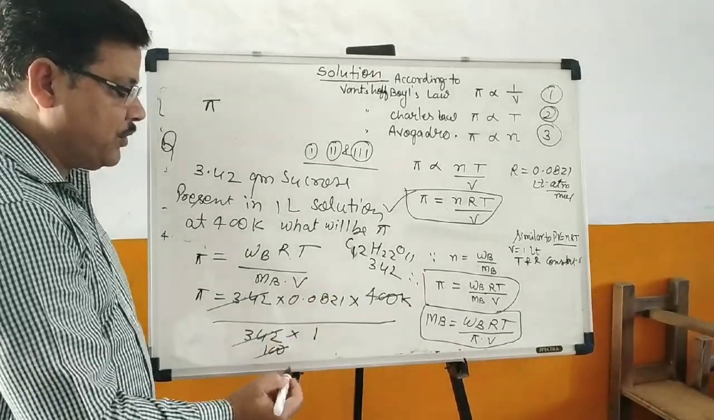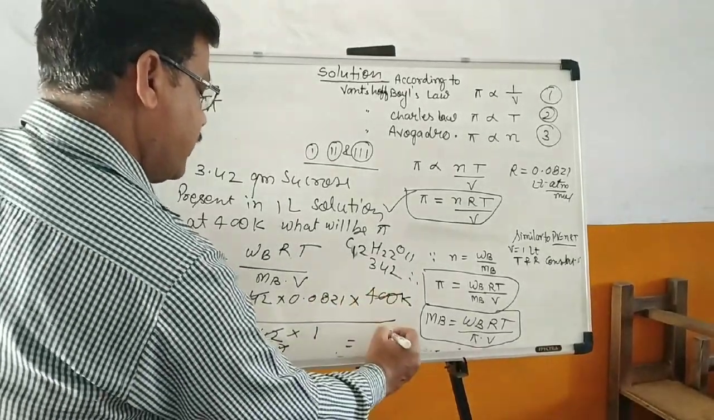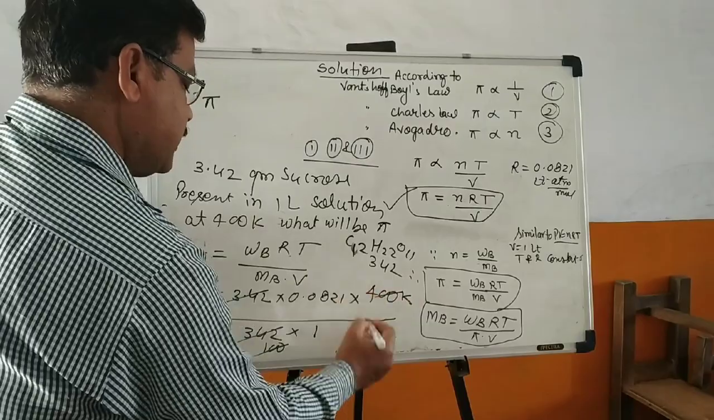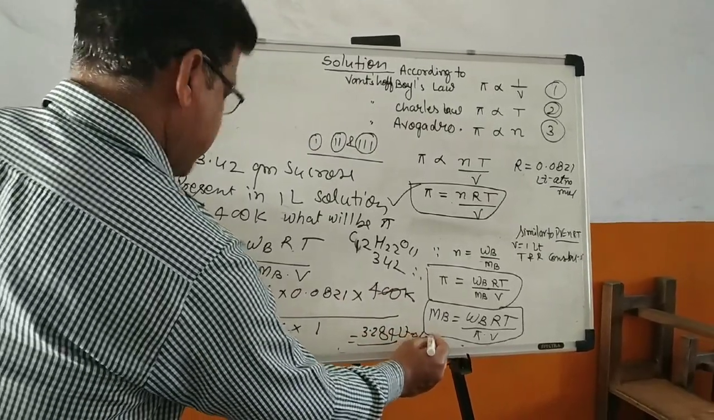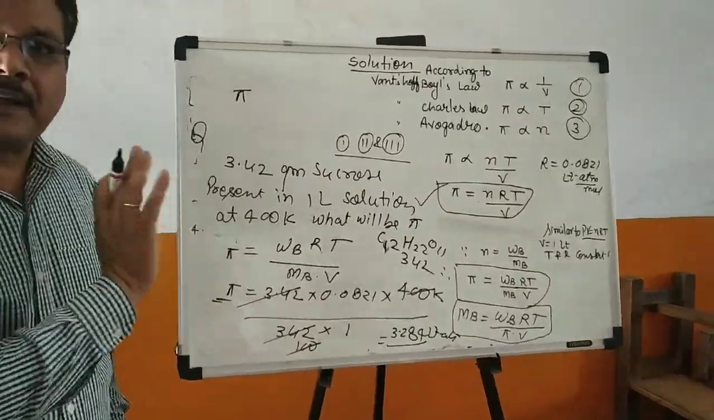0.0821 into 4 you can do. 4, 8, 3.2 liter atm. It will be the pi. In this way you can calculate the pi.